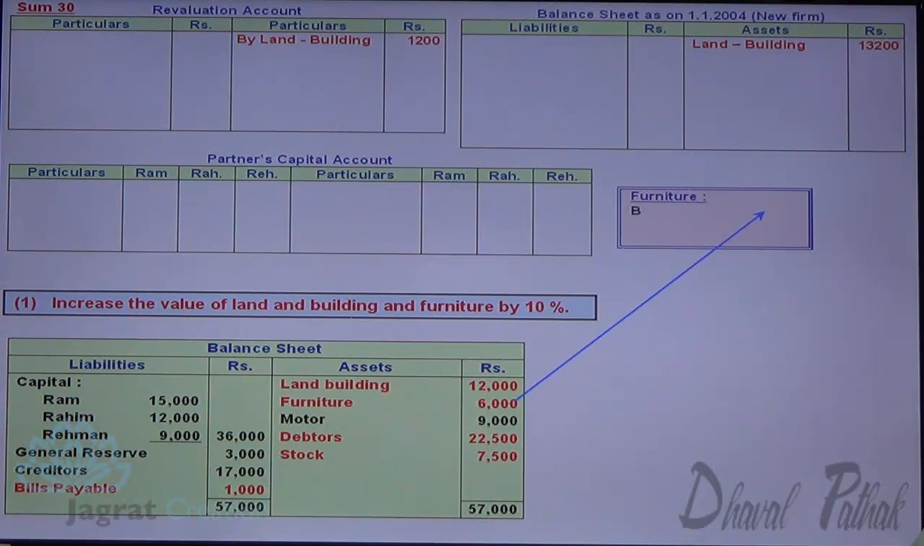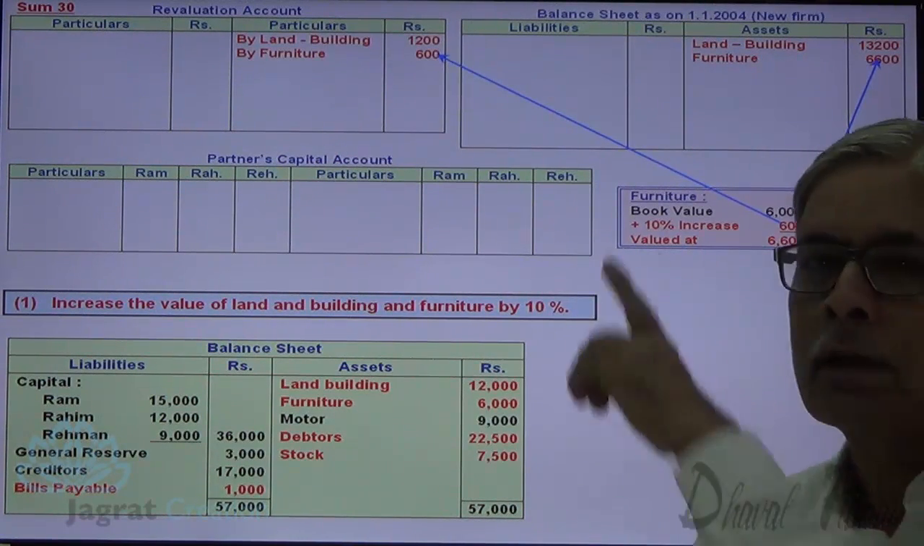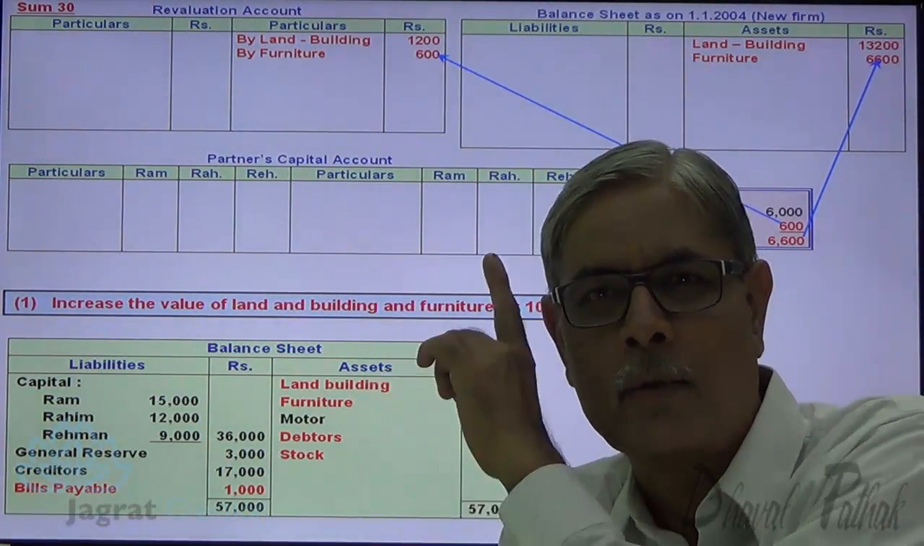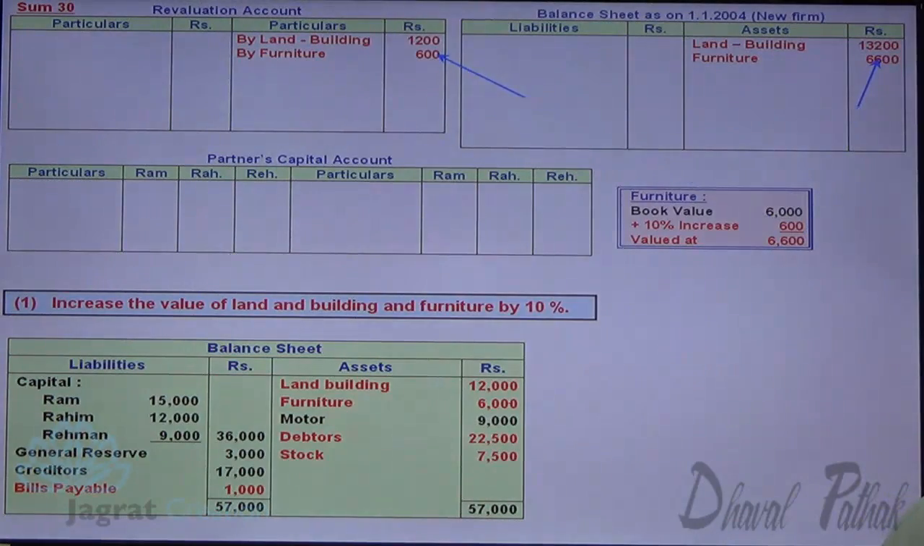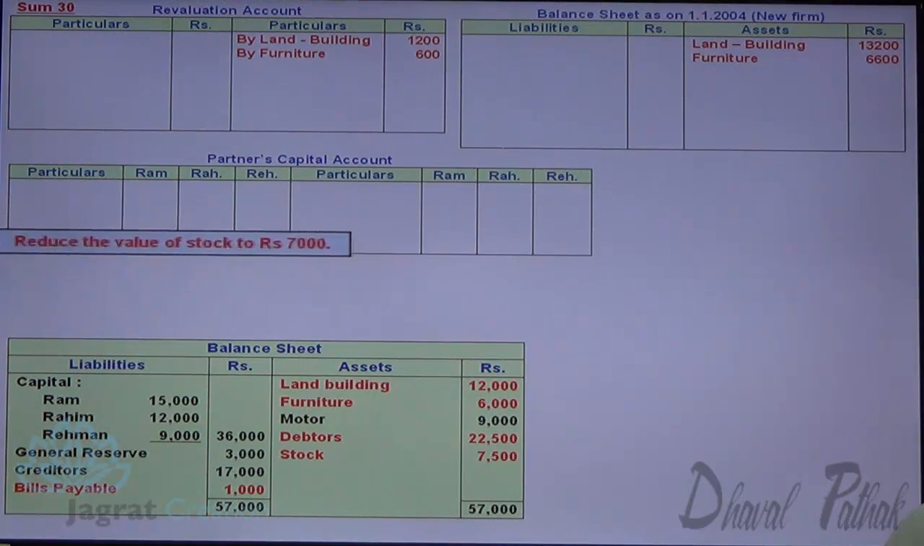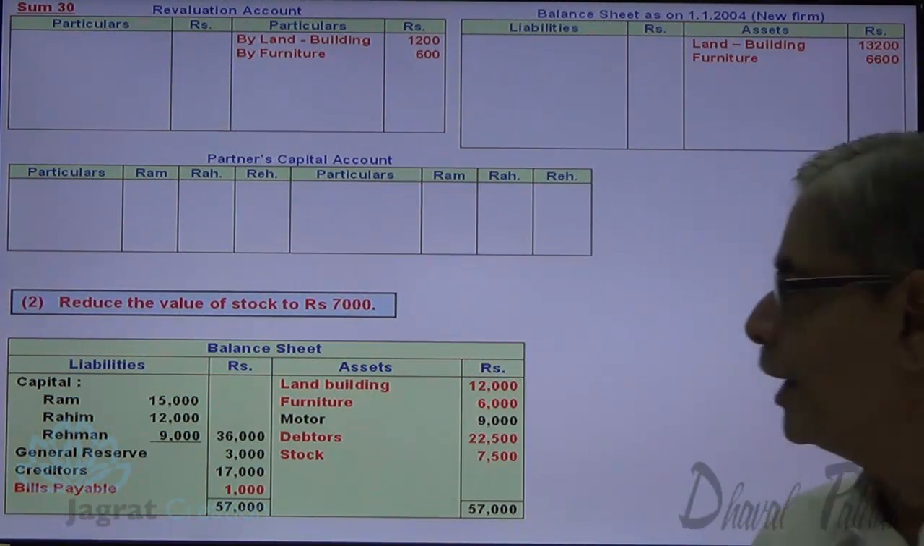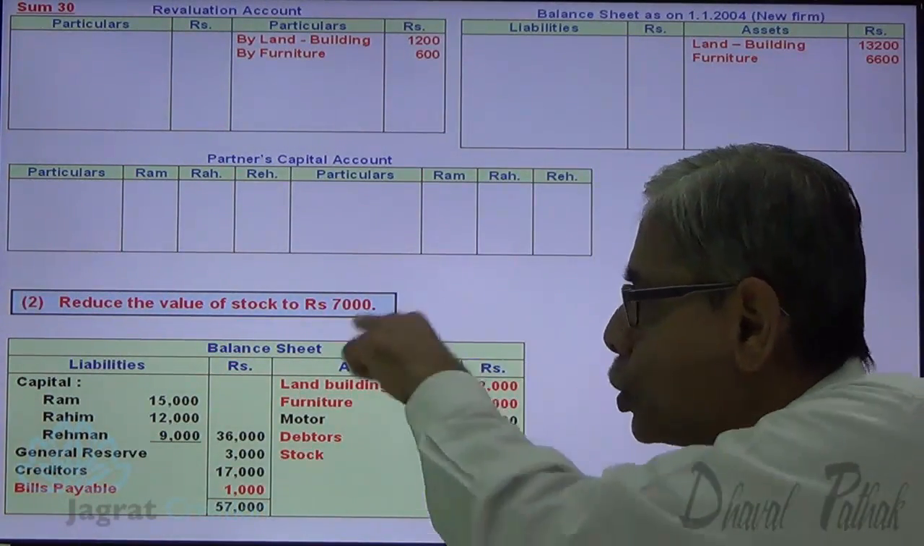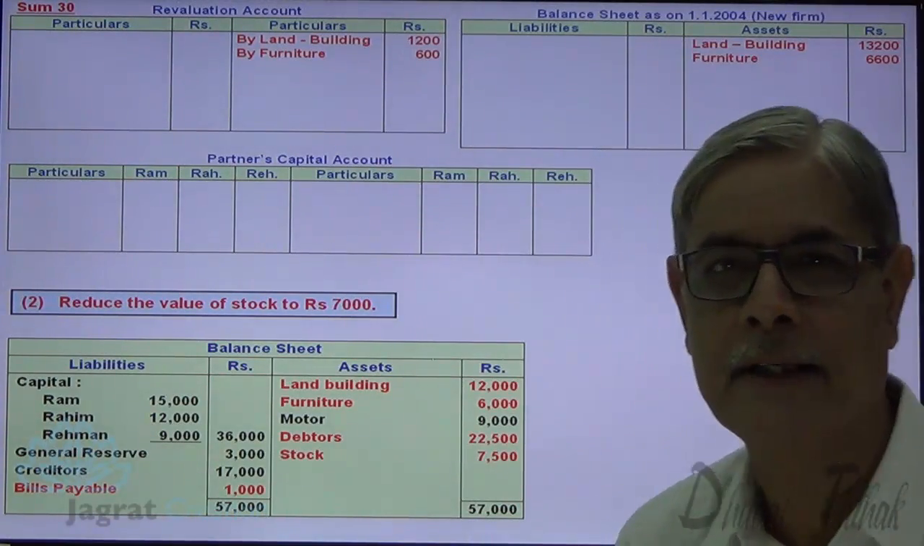Furniture, book value 6,000. Increase 10%, 600. Value to be reported in the balance sheet 6,600. Increase in value of furniture credited to revaluation account 600. Journal entry, furniture account debit 600 to revaluation account credit 600. Next, reduce the value of stock to 7,000. It is 7,500. Reduce to 7,000. Reduction is 500.